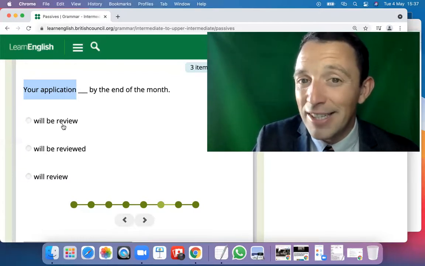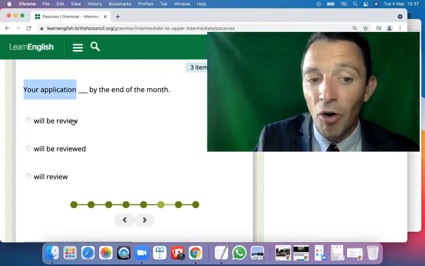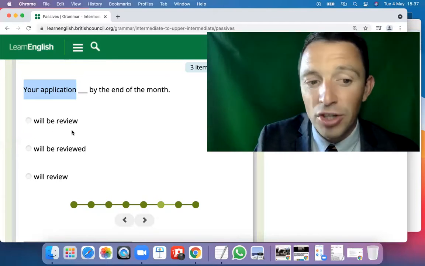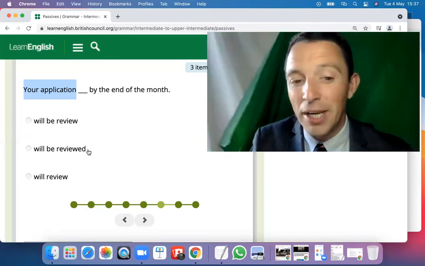So it's not the participle. So this is not possible for the passive structure. The next one is will be reviewed.